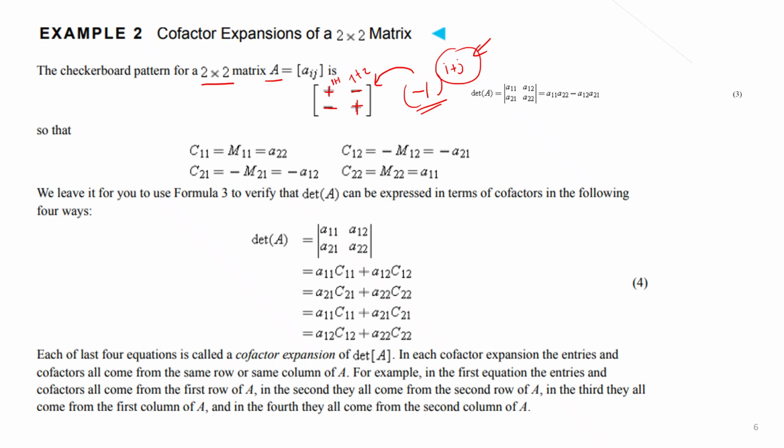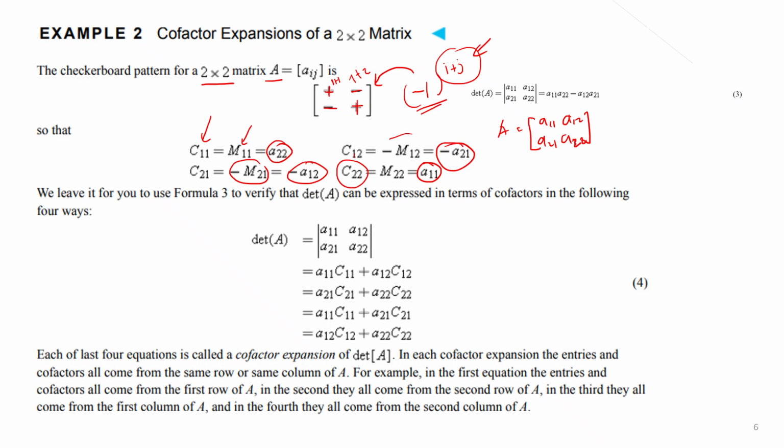So with that, the cofactor of 1 1 will be equal to the minor M11, which is equal to A22 here. Remember, we have this matrix A equal to the entries A11, A12, A21, and A22. The cofactor for 1 2 will be equal to this. The cofactor of 2 1 will be equal to this, and 2 2 will be equal to this.